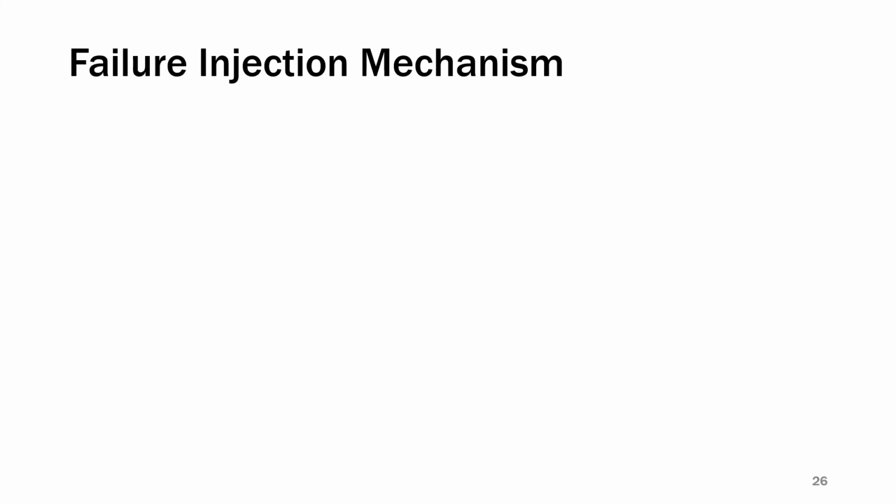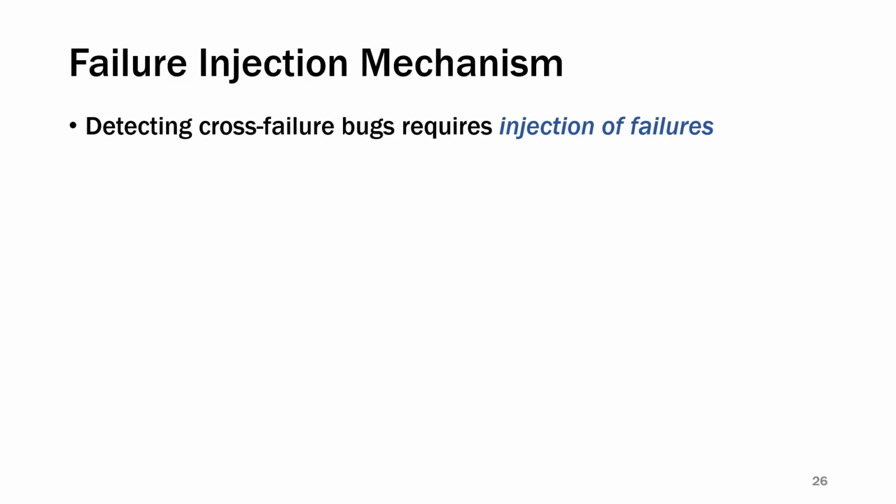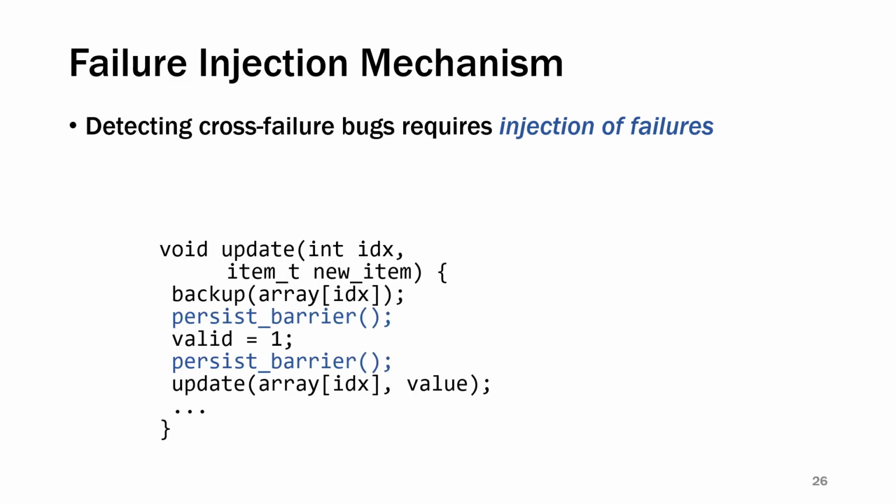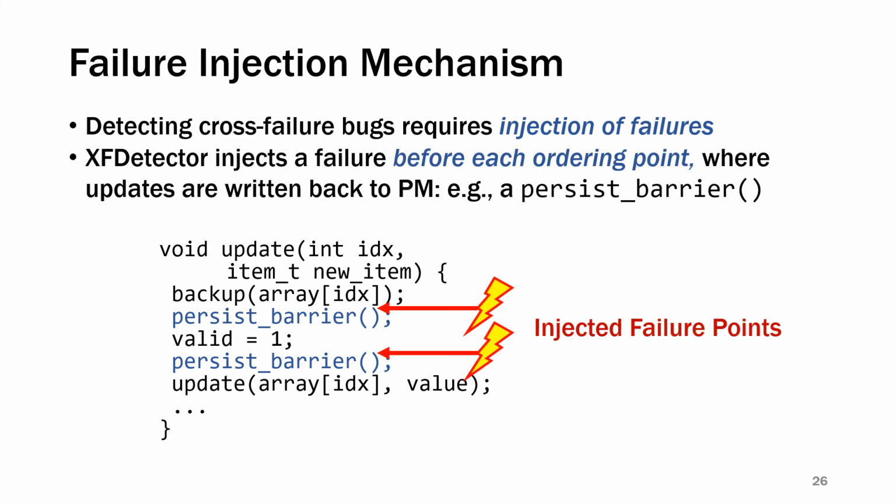As such cross-consistency bugs are due to failures, we need to introduce failure during the program execution and perform testing. In this code example, XFDetector injects failure before each of the ordering points, such as a persist barrier where data gets explicitly written back to persistent memory. As the updates before the persist barrier can potentially be inconsistent, XFDetector injects a failure point to each of the places and performs testing before data becomes persistent.